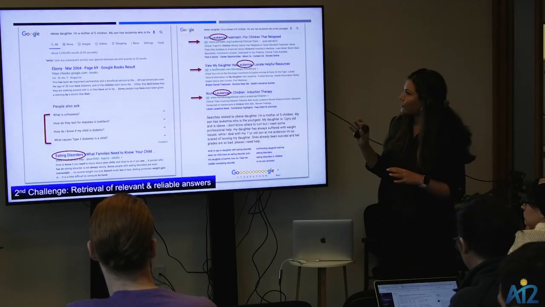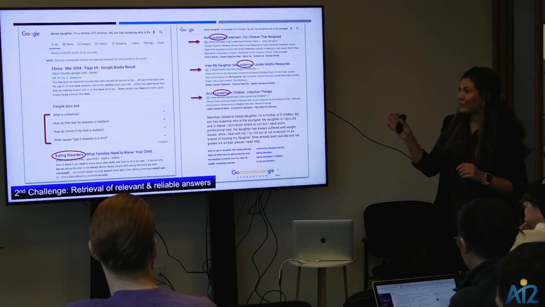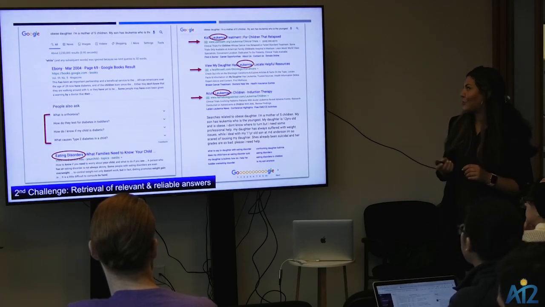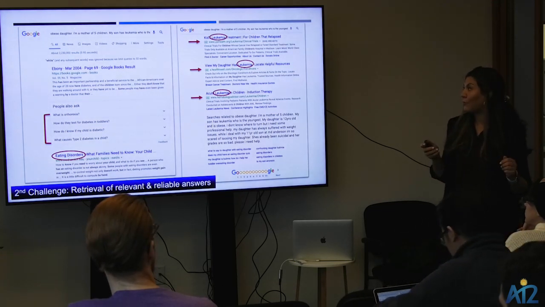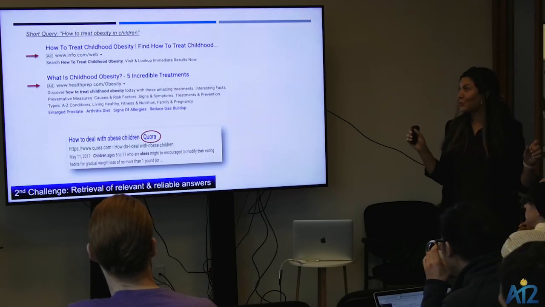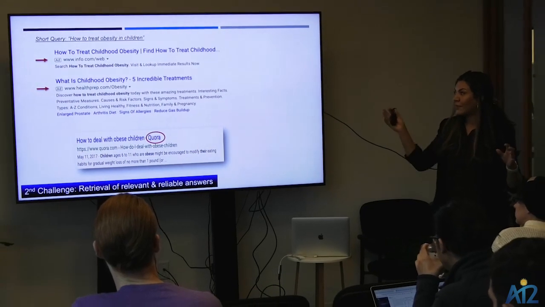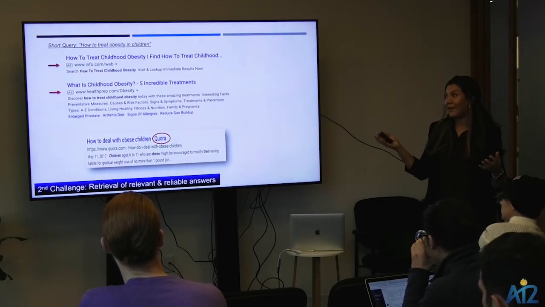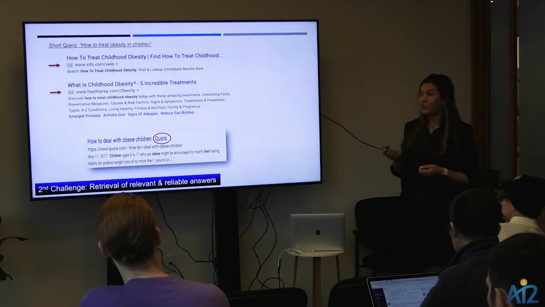This is the first results of a Google search using the full question. The first results don't answer the question. There are also many ads related to leukemia, which is not the main topic of the question. I was curious to see the results using short questions, so I tried with how to treat obesity in children. And the same, many results are ads, and other results are from public forums such as Quora.